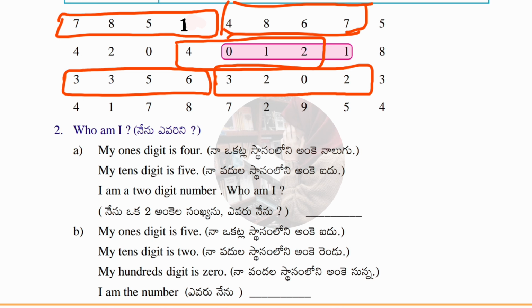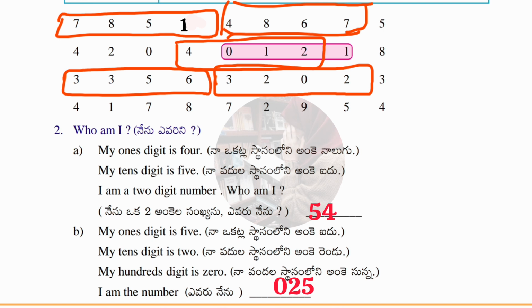Let's see the second question, which is my ones digit is 5. Write down 5 in ones digit. My tens digit is 2. Write down 2 in tens digit. My hundreds digit is 0. Write down 0 in hundreds digit. So I am the number 025 means 25.